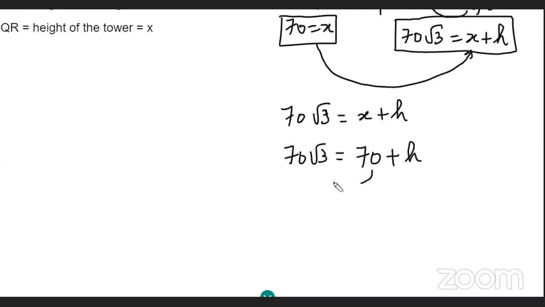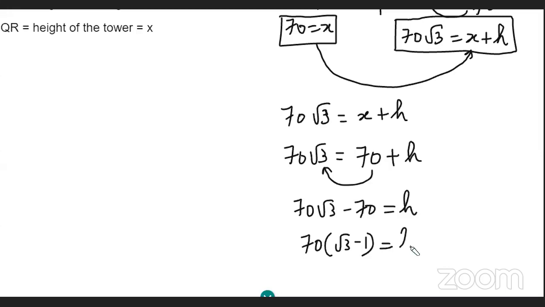Now take the 70 to the left, so it will be subtracted: 70 root 3 minus 70 equals h. I'm going to take 70 common, so 70 times (root 3 minus 1) equals h, right? So I got the height of the flagstaff as 70 (root 3 minus 1) and the height of the tower as x, that is 70. Check whether you have the height of the tower as x.